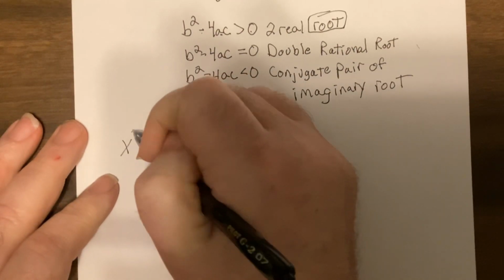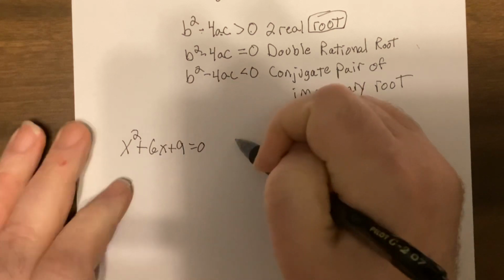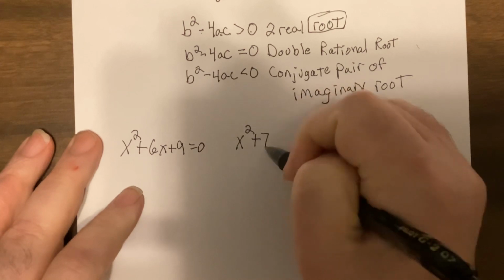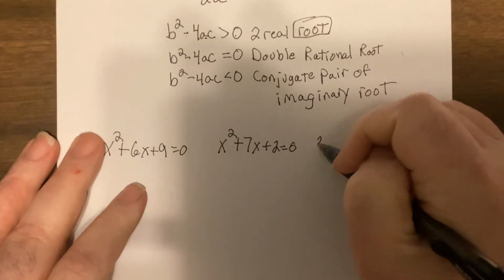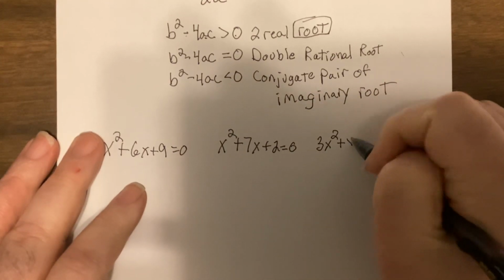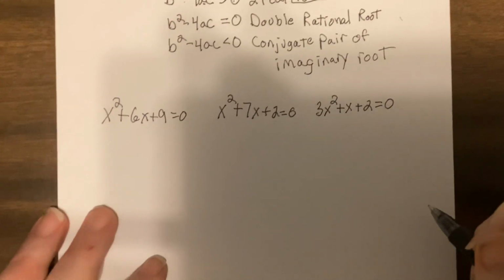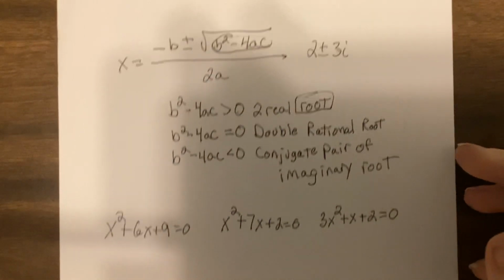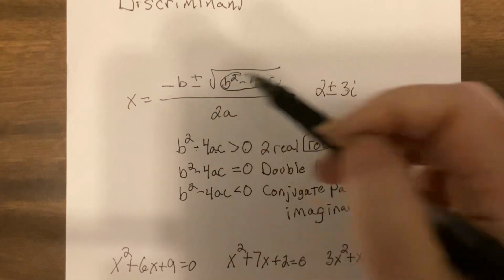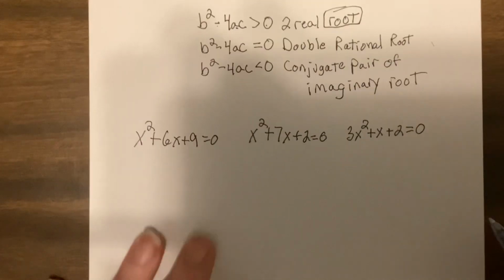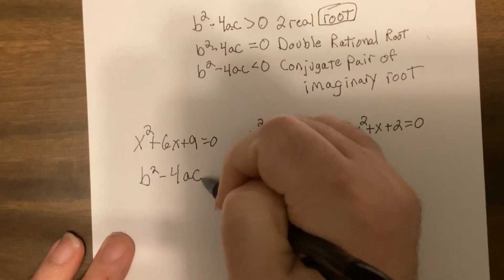So let's say I had x squared plus 6x plus 9. Let's say I had x squared plus 7x plus 2 equals 0. And let's say I had 3x squared plus x plus 2 equals 0. The first thing you do is find the discriminant. Now, there is no square root with the discriminant. There is in the quadratic formula, but not in the discriminant. So to find the discriminant, you use b squared minus 4ac.